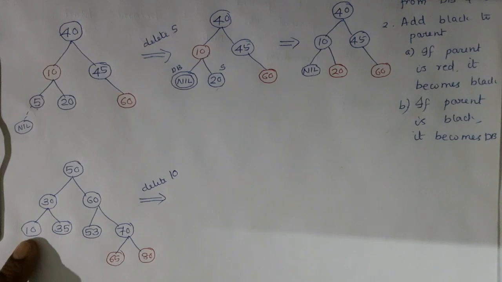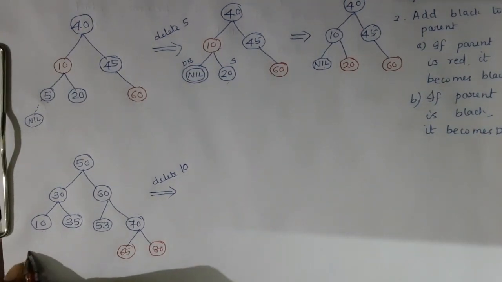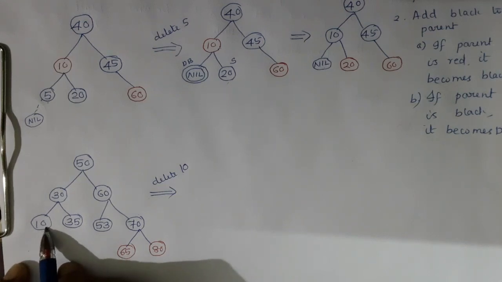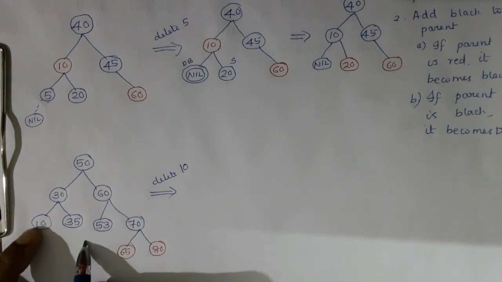So 10 is here. When you delete 10, it is replaced with the nil node. So when you replace 10 by nil node, it becomes double black. Then we check its sibling. Sibling S is black, both its children are black.